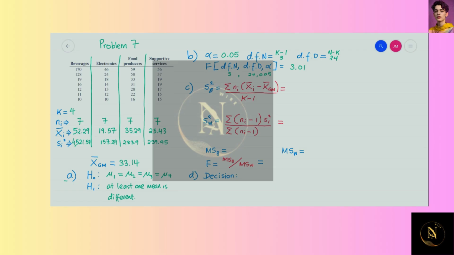Ni is n. We're going to start from the first sector. So for beverages, we're going to have 7 as the sample size, and then we multiply that by the mean for beverages, which is 52.29. Then we subtract the grand mean, which is 33.14.